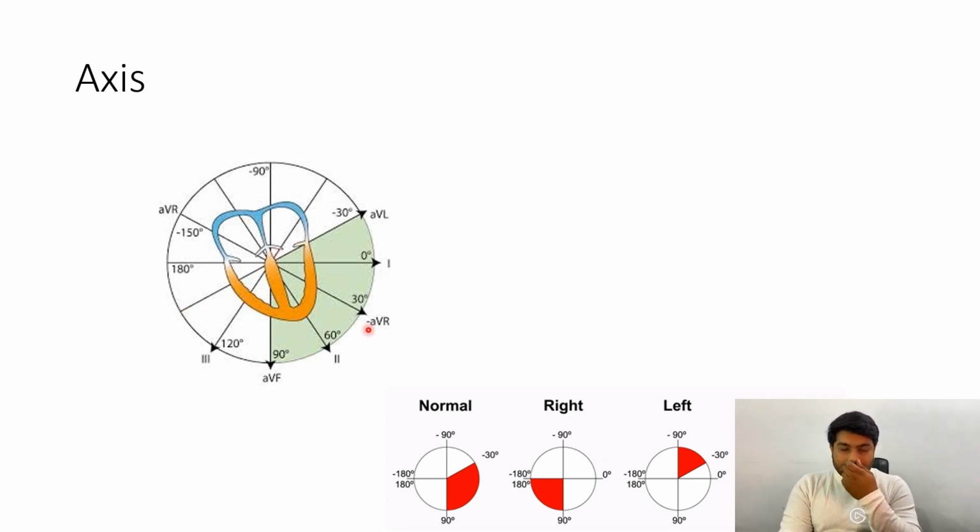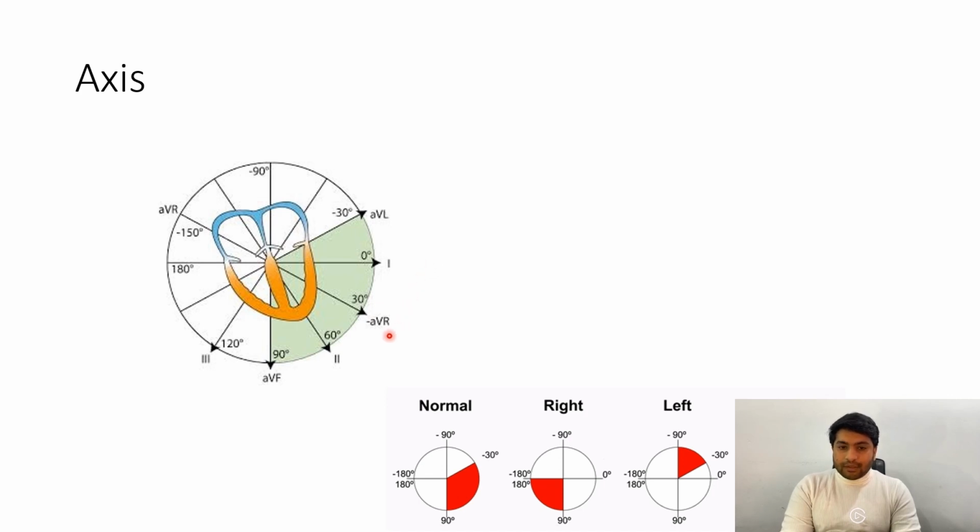Since we talked about our normal axis lying between minus 30 degrees and positive 90 degrees, this should be our flow of current towards the apex. If we look at this closely, the current flowing towards lead 1 should be positive, right? The current is flowing in this direction, so lead AVF should also be positive. Later on, when we talk about axis, we should look at these leads collectively and see if these two are positively deflected.